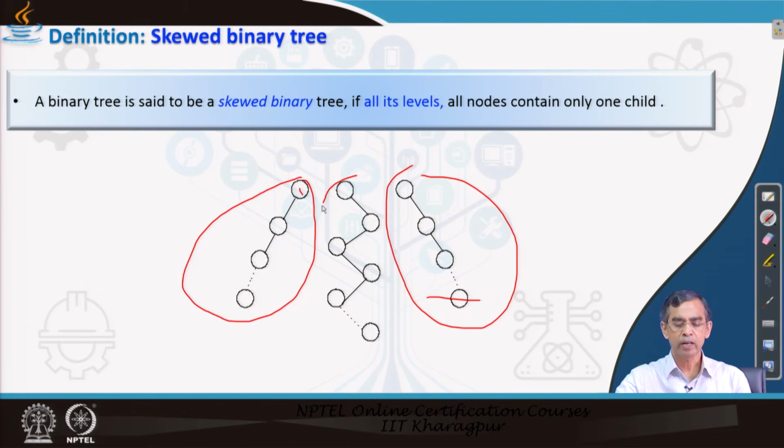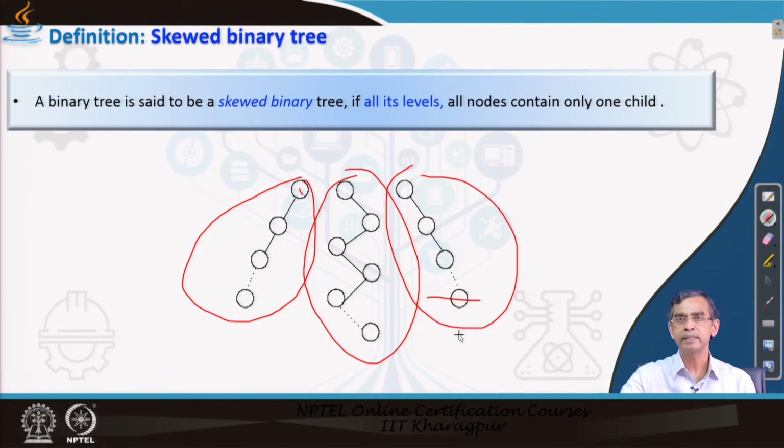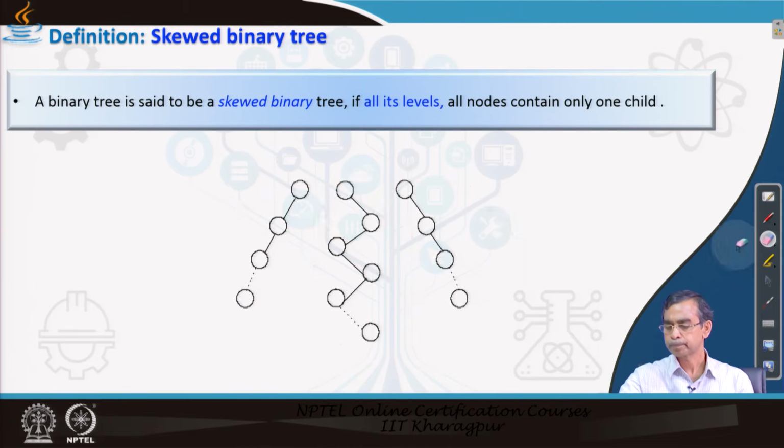Here, alternatively, one child is left and then right and so on. But in all 3 trees that we have demonstrated here, all nodes except the last node, or terminal node, or leaf node, have a maximum of 1 child. Such a tree is called a skewed binary tree.